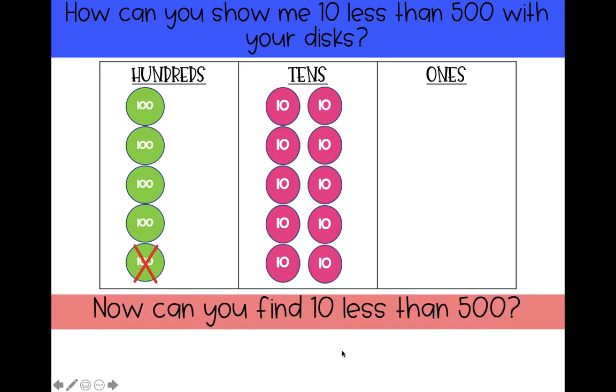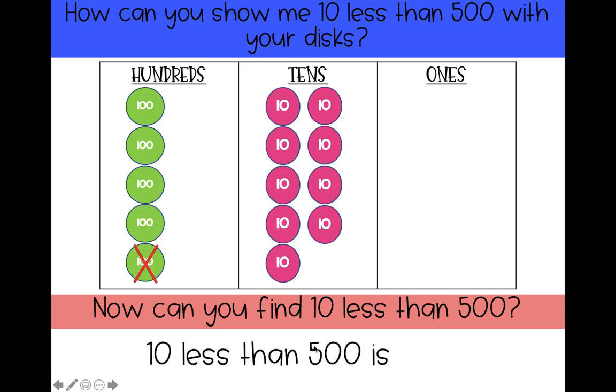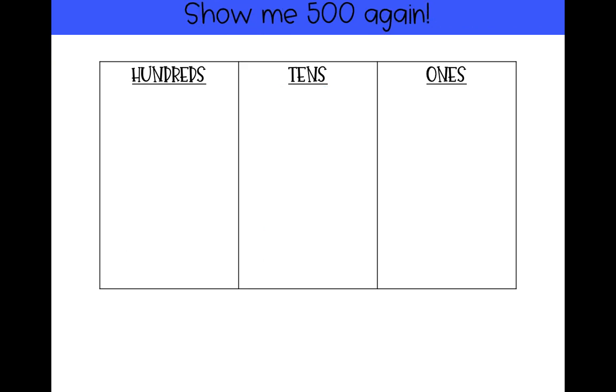Now can we show 10 less? Yes, we can. Let's go ahead and take away one of our tens discs to find 10 less than 500. Let's count to make sure we know our answer. Ready? 100, 200, 300, 400, 410, 420, 430, 440, 450, 460, 470, 480, 490. That means that 10 less than 500 is 490.